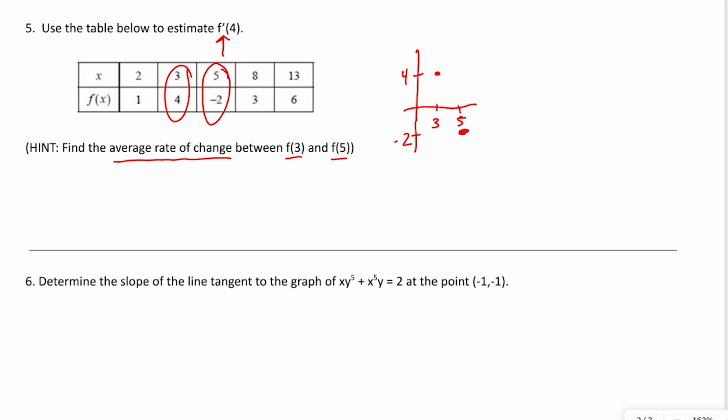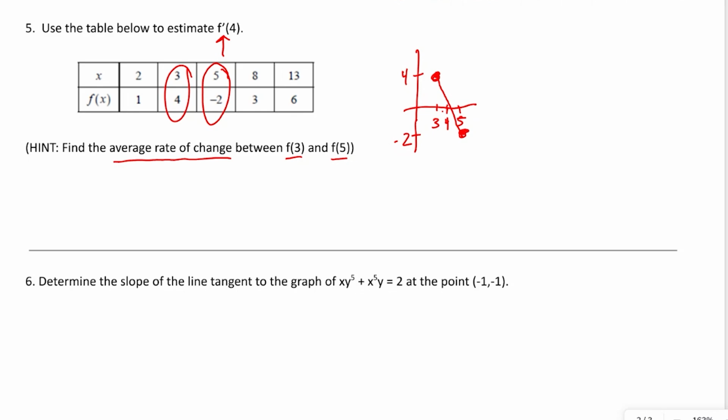So if I want to estimate what the slope is at 4, this is all the data I have. So really the only thing I can do is find the slope in between the 2 known values and just assume that the slope at 4 should be approximately the same. Okay, this is just to get an estimate. This is not saying, hey, this is for sure what the derivative is. We're just using the information we have to infer what the slope would be at 4.